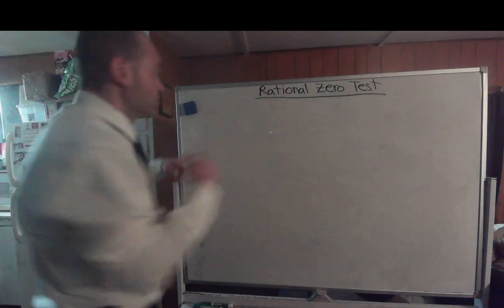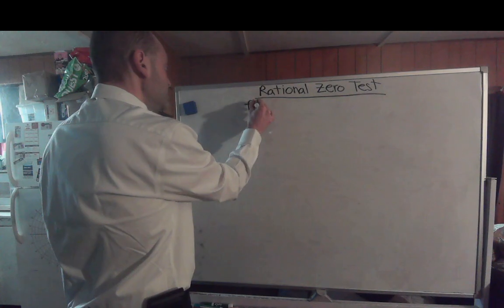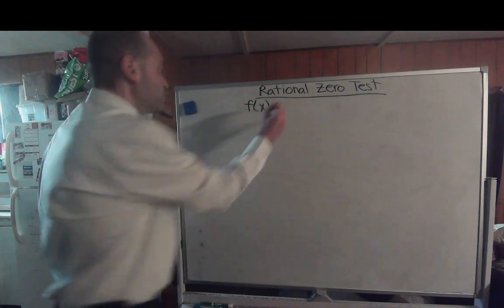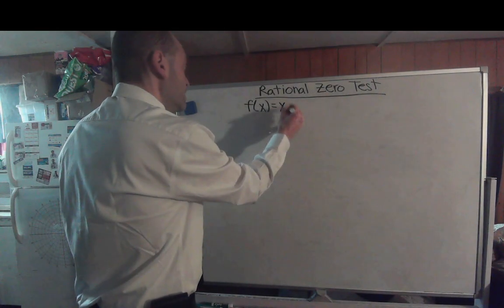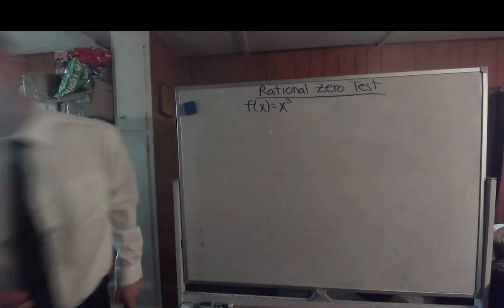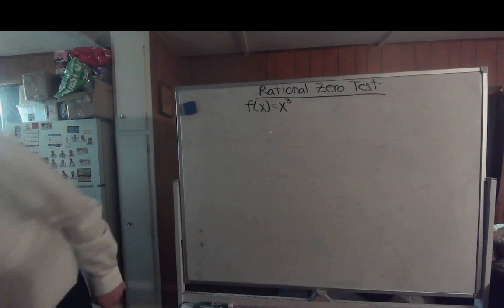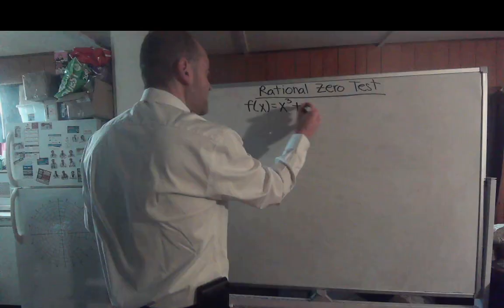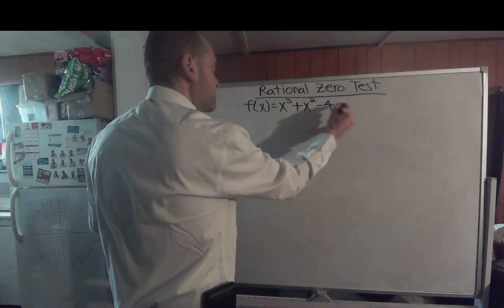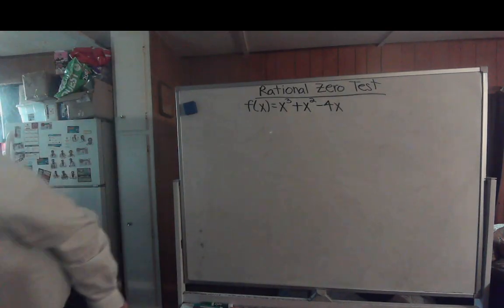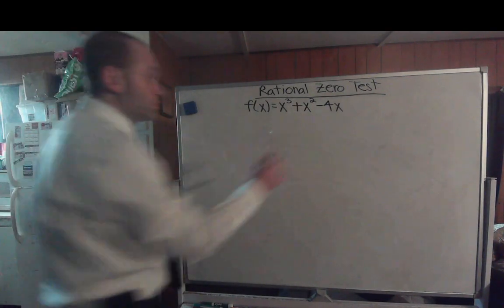Let's do an easier one. So f of x equals x to the third plus x squared minus 4x minus 4.